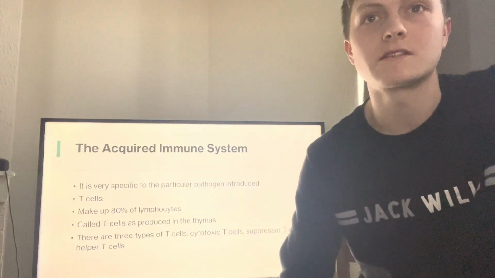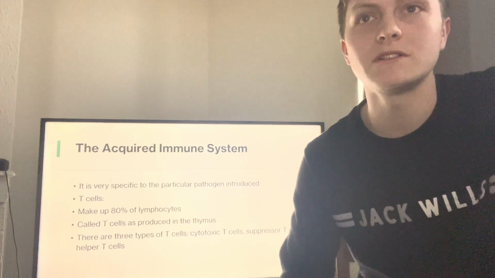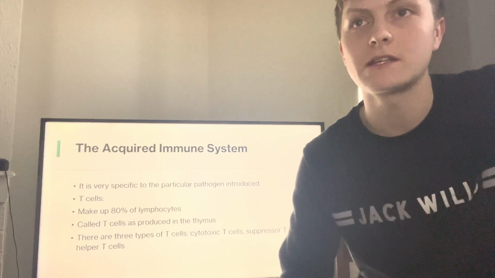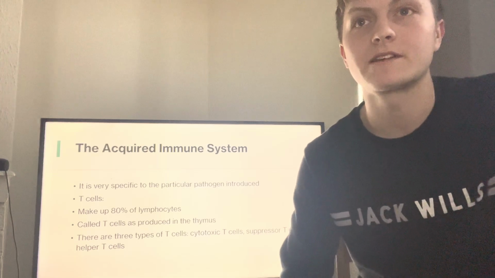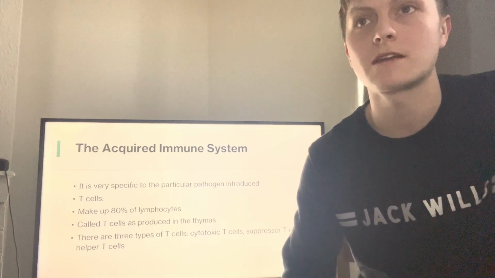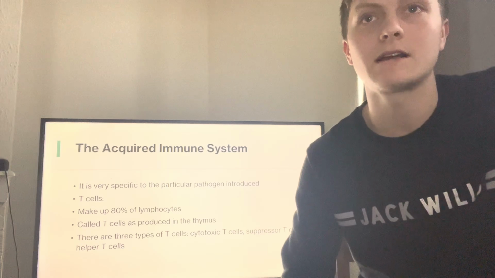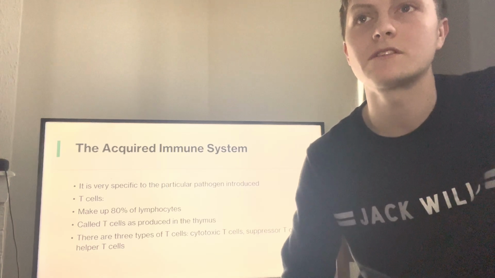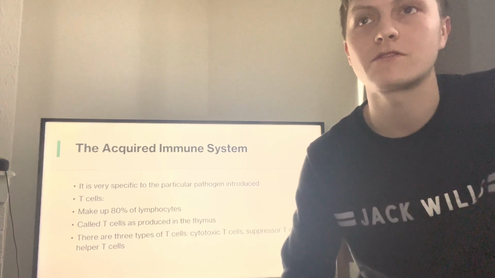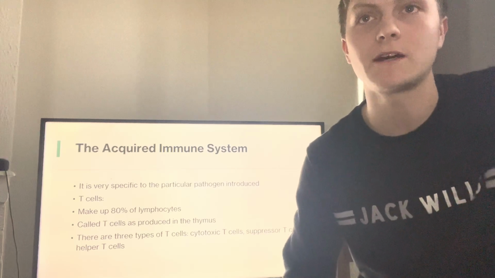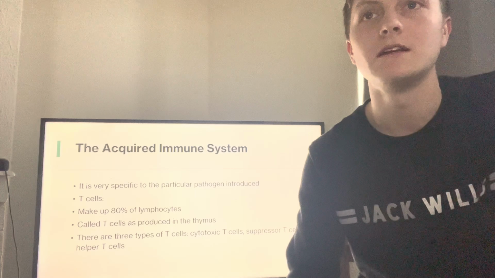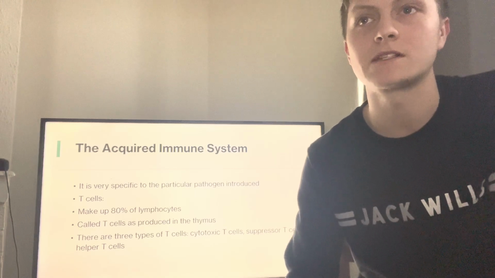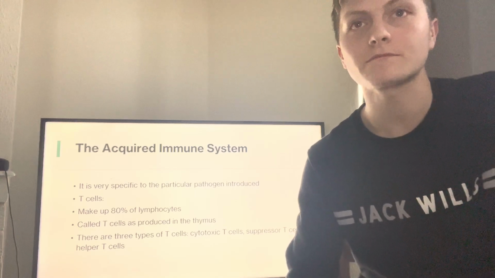The acquired immune system. The acquired immune system is very specific to the particular pathogen introduced. It provides a lasting response. For example, if a person contracts chickenpox as a child, they are highly unlikely to contract it again. This is because the immune system has created a response and remembers a pathogen through the development of memory cells in order to fight it should it reoccur. This is predominantly completed by the lymphocytes, T and B cells.